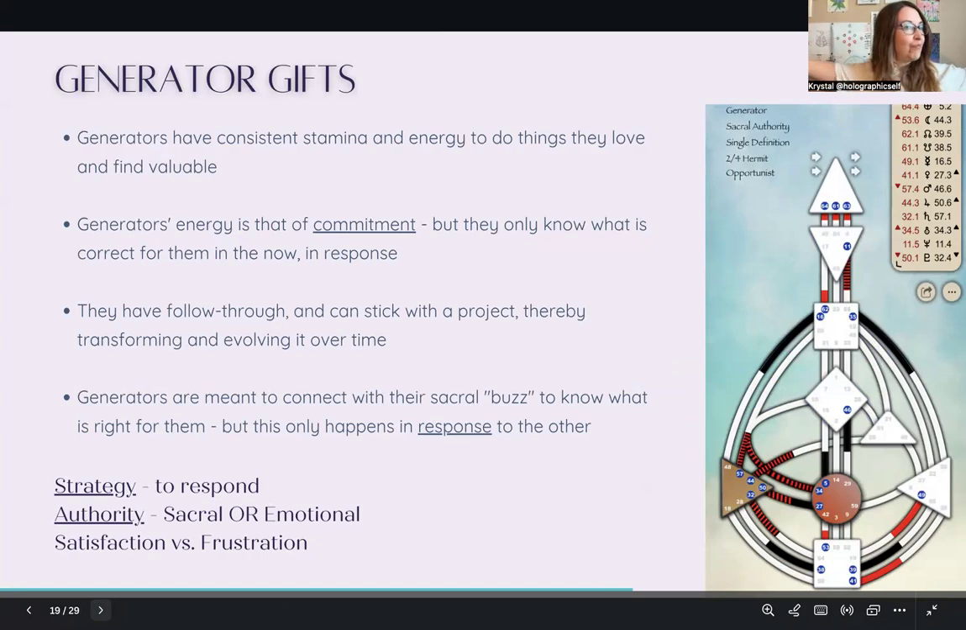All right. So generators. Generators have that defined sacral, right? So if you have a defined sacral center in your chart, regardless of anything else, you're either going to be a generator or a manifesting generator. Generators have consistent stamina and energy to do things that they love and find valuable.